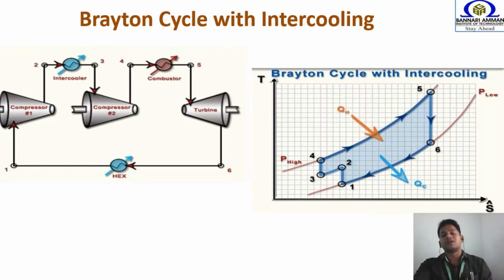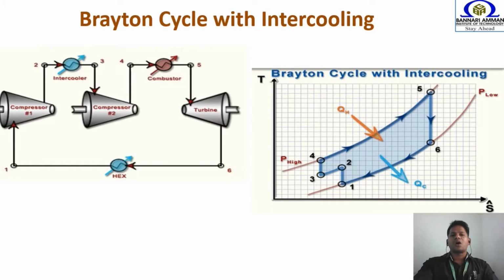Now come to the point. If you are reducing the temperature of the gas, as per molecular physics, we can understand that if the temperature of the gas is decreased, the volume is decreased. So finally the density is increased. If the density is increased, it means we can easily compress the air at the second stage.